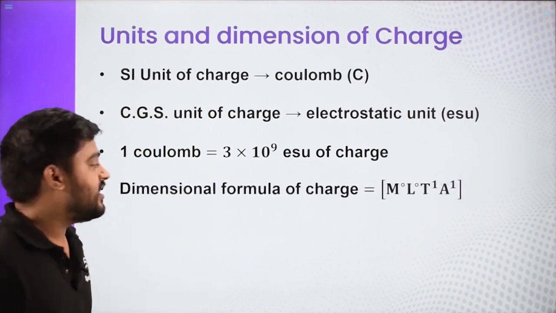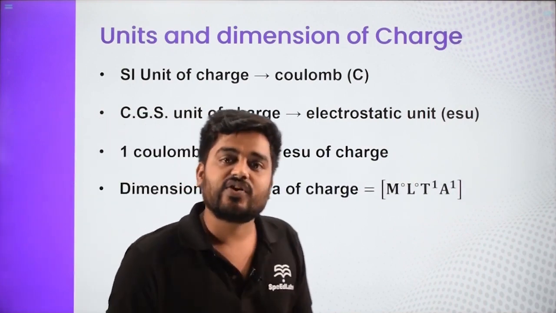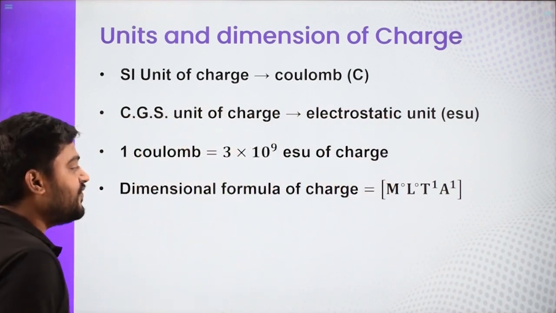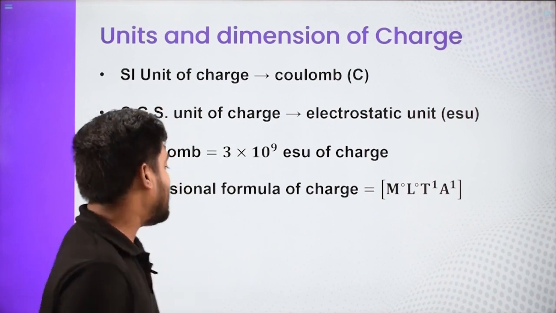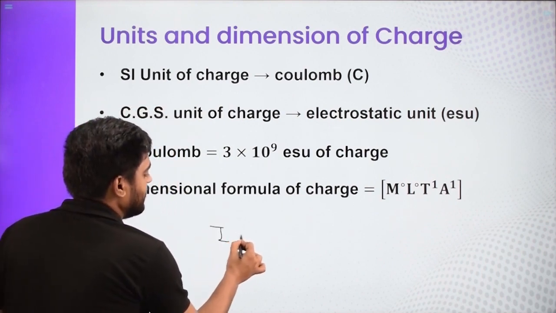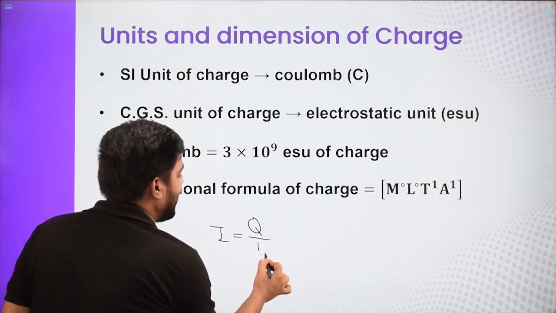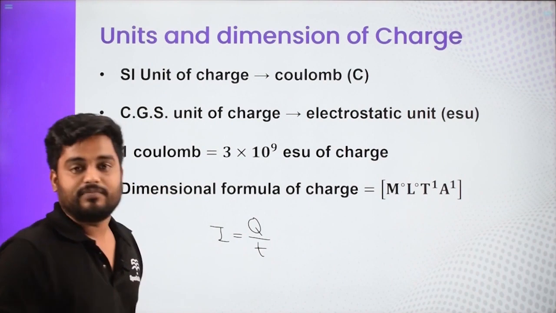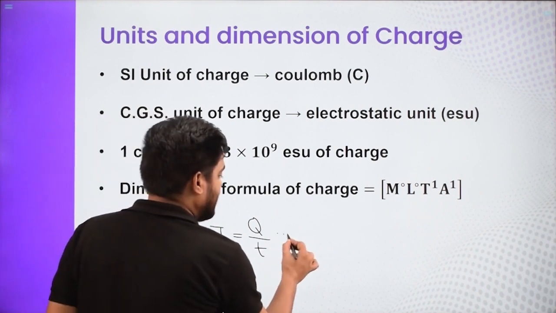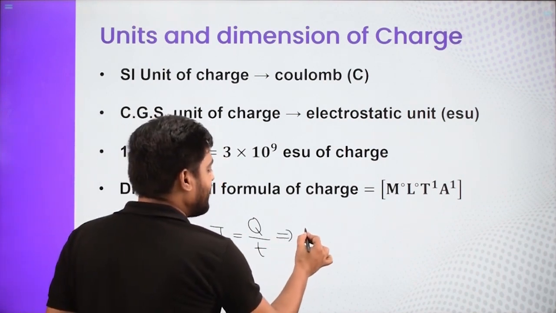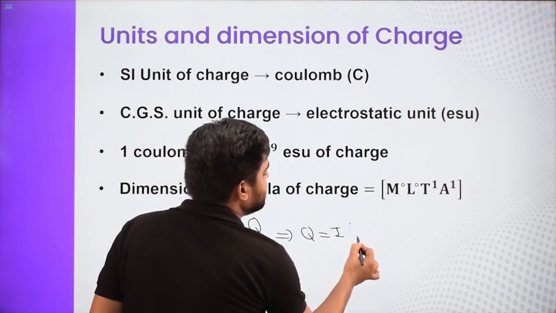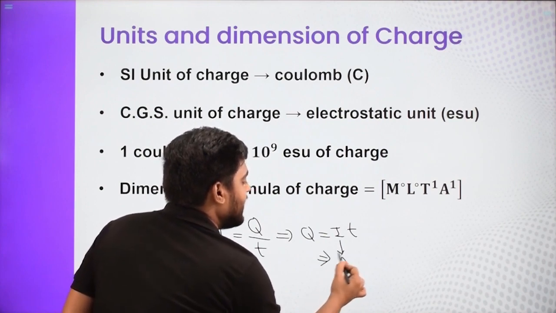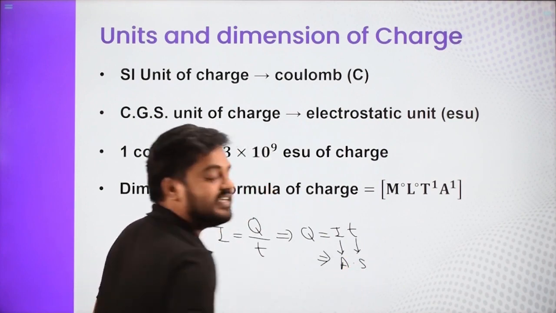And what about the dimensional formula? Charge is not a fundamental quantity. What is fundamental is the current. So we need to relate the charge to the current. Everyone knows that current is nothing but charge upon time, the charge flowing through a conductor divided by time, right? So charge is basically I times T. This is in ampere and this is in second. So it is ampere times second.